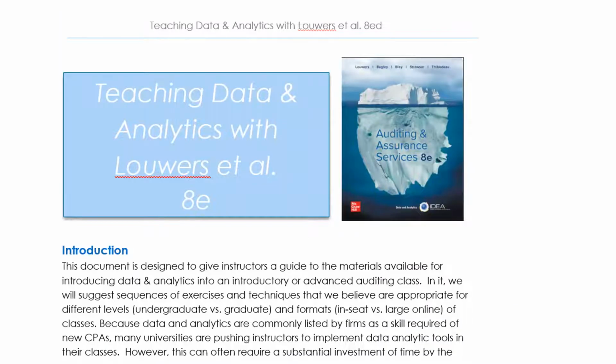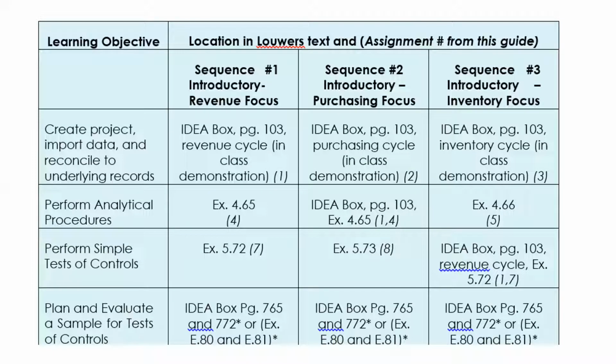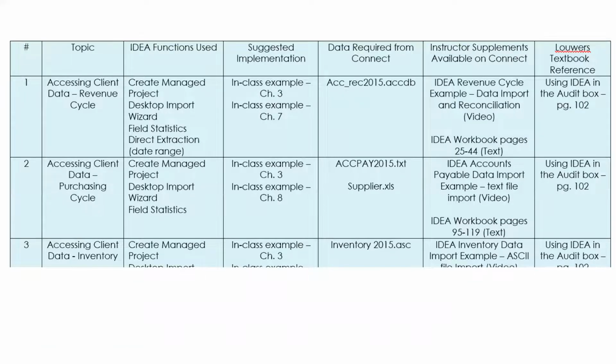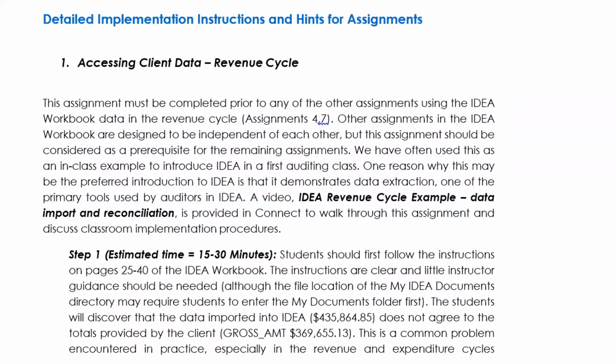Our comprehensive guide, Teaching Data and Analytics with Lowers 8E, is available on Connect. It walks you through the resources available. And best of all, it provides you with 13 pre-planned sequences of examples and exercises classified by the course level, the course cycle, the focus cycle, the level of rigor you want to provide your students. We've even got 2 sequences that are specifically designed for large online courses where it may be completely impossible for students to use something like IDEA or Alteryx. Further, this guide provides detailed implementation guidance for all 28 examples and exercises and all 7 comprehensive cases that we have with this book.